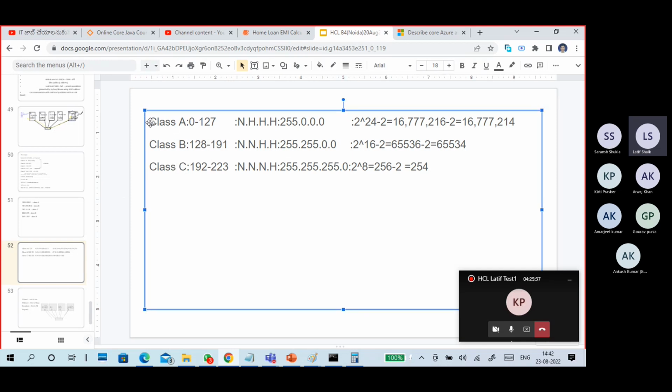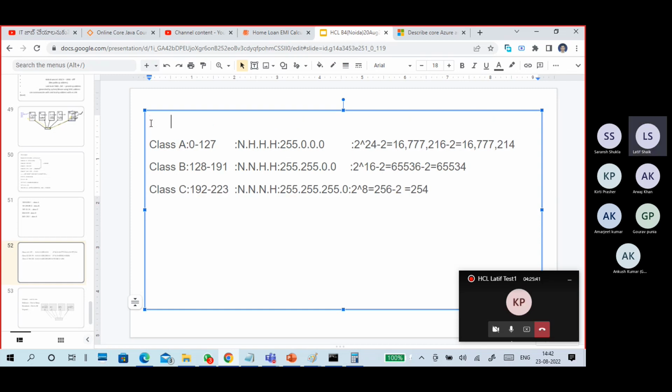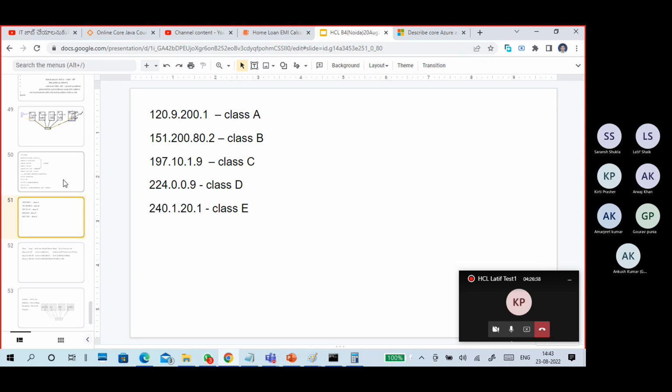Guys, this is the kind of stuff. So why I'm putting this here: these are the classes, the range, and this is the network and host part. Okay, this is network and host part. This is called the default subnet mask, not just a subnet mask, it's a default subnet mask. This part is mainly the number of hosts per subnet, per network. In one single network, the number of hosts we can connect. So this is the main information, guys.